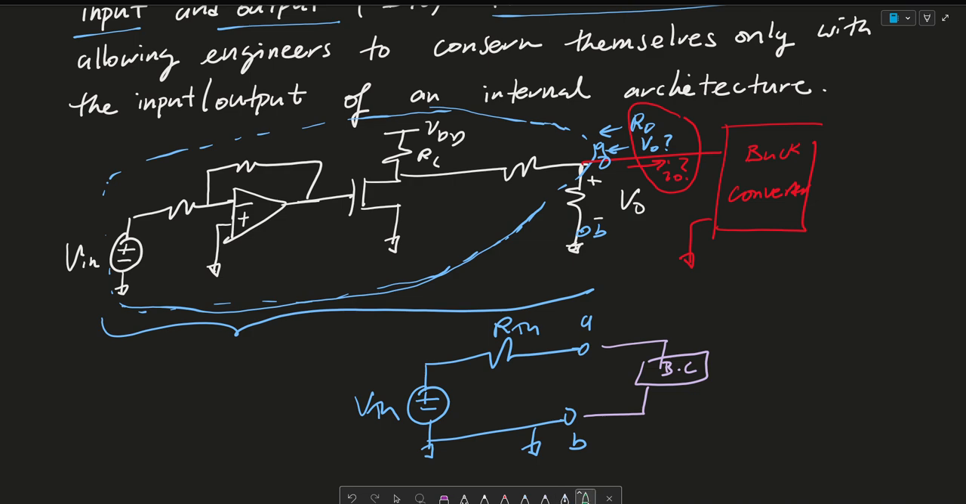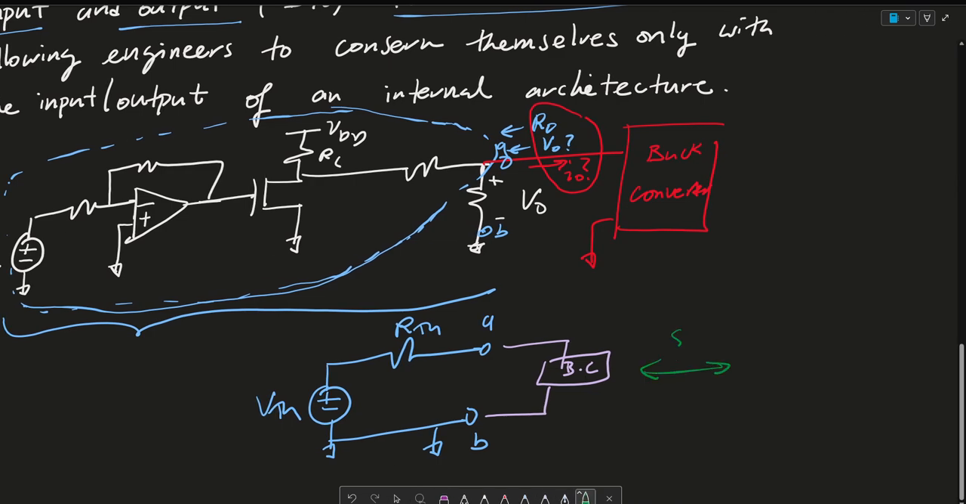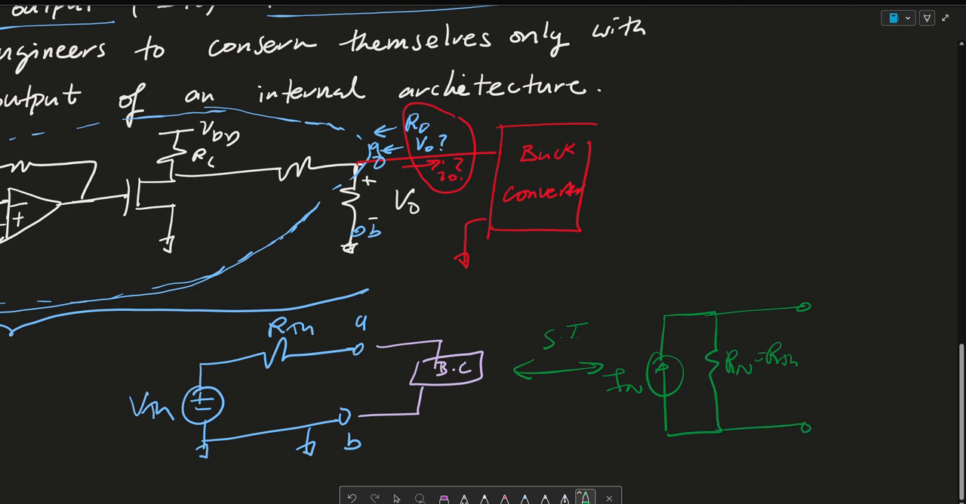Conversely, you can use source transformation. Again, check out my previous videos to see some examples on source transformation. But you essentially can map this into what we call an R Norton, which is just R Thevenin, and an I Norton. And you would have the same thing, terminals A and B, where this is ground, and your buck converter connected to it. So I hope this makes sense of why we do things like Thevenin and Norton equivalents.